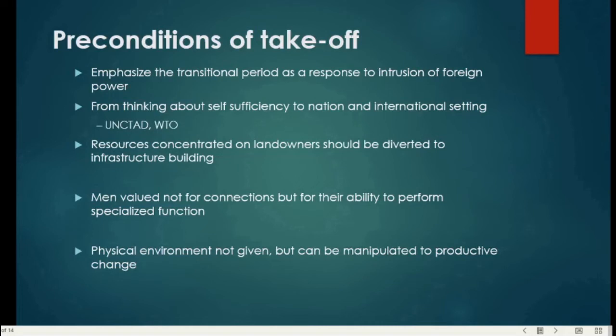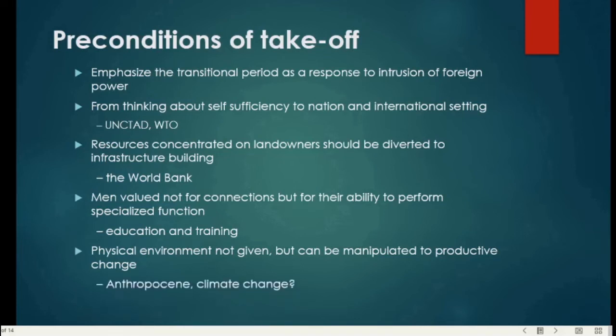there have been major organizations established to promote international trade, such as UNCTAD, the UN Conference on Trade and Development, and also the World Trade Organization. And then resources concentrated on landowners should be diverted to infrastructure building. This infrastructure building part is supported by the World Bank, which has funded a lot of infrastructure building projects. And a lot of education and training programs in countries worldwide are actually supporting the special skills of men.